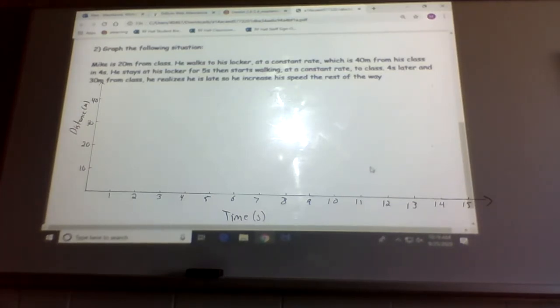If you need a piece of graph paper, let me know. I have it here. Just let me know if you need one, I'll give you one.